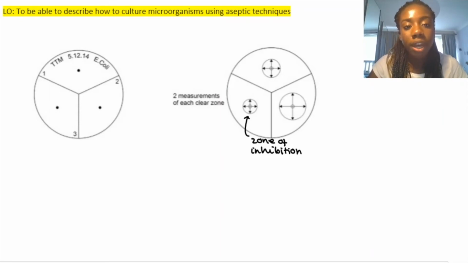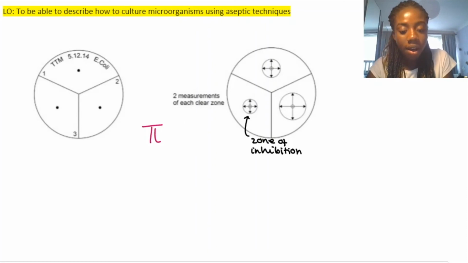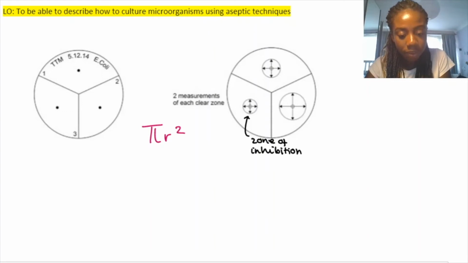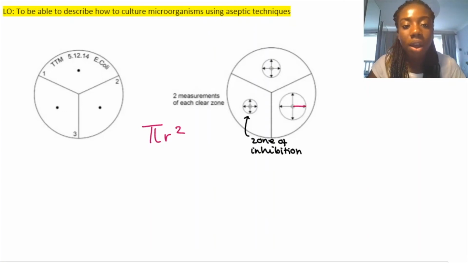However, in order to compare the effectiveness of different antibiotics, we need to measure the size of the clear area or the zone of inhibition surrounding where we placed it. And to do that, we calculate the area of the circle. So we use the equation pi r squared, where r is the radius of the circle. So the radius is half the width or half the diameter. So for an example, it's the pink purple line on the diagram. So the larger the zone of inhibition, the more effective the antibiotic is.